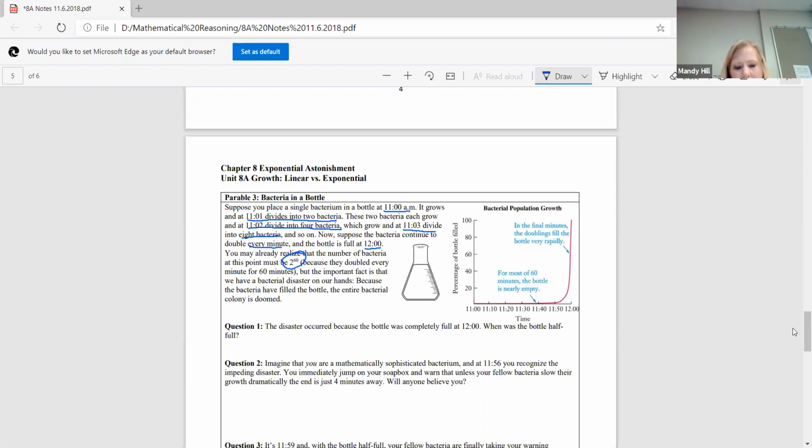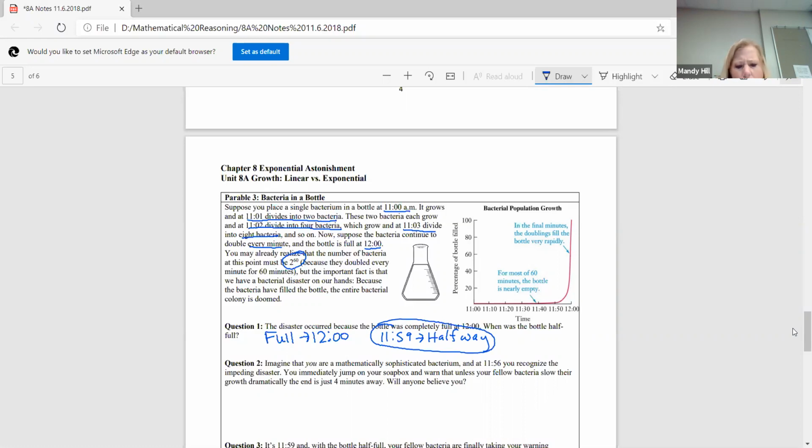Okay, does that make sense? So if it is full at 12, then it doubles every minute. Then half of this at 11:59, it had to be halfway full. So for it to go from halfway to completely full, we would multiply by 2. So it had to be halfway full at 11:59.